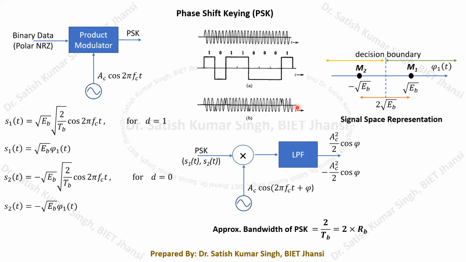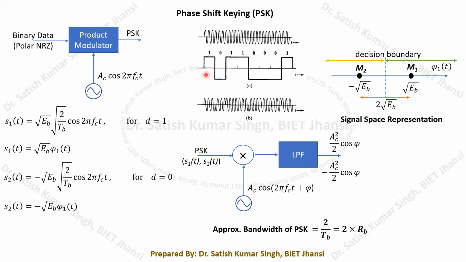Again, if you want to demodulate, you have to apply the same signal. You have to multiply it with the same carrier, Ac cos(2 pi fct plus phi). If you do this analysis, you will find that after the low pass filter, the output we are supposed to get is Ac square by 2 cos phi corresponding to binary bit equal to 1, and minus Ac square by 2 cos phi corresponding to binary bit equal to 0. Again, you are going to get the same approximate bandwidth for PSK, and that will be 2 upon Tb. You can calculate it because nothing has changed.